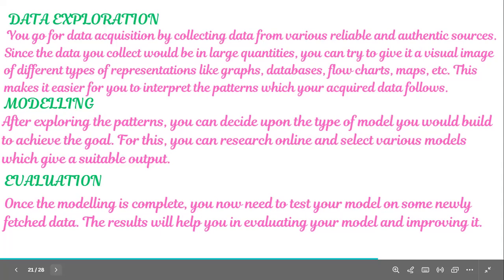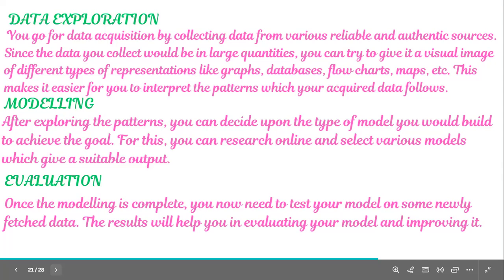The next stage is modeling. After acquiring the data, exploring the data and finding patterns in the data, now you will design a model. Why are you going to design a model? You will design a model to achieve your goal. You came with a problem, and in problem scoping, you identified the problem and came up with a solution.